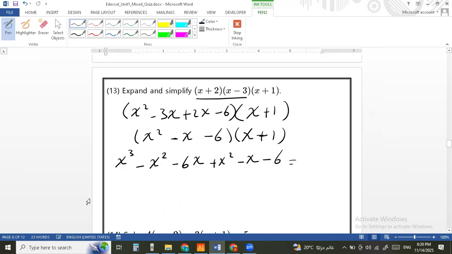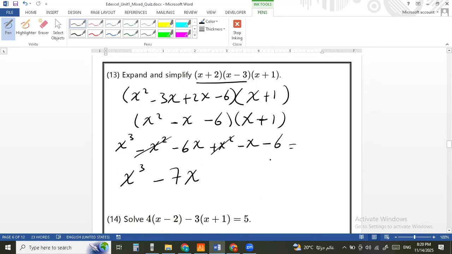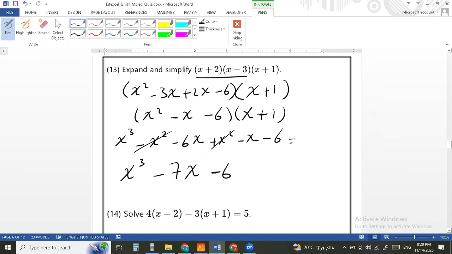Equals, you go down, you collect the like terms. x cubed stays the same. Negative x squared plus x squared, bye-bye. Negative 6x minus x is negative 7x. And then I got over there minus 6. This is the simplest that you can reach. Let's continue with the next question.